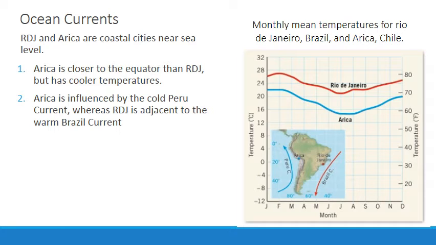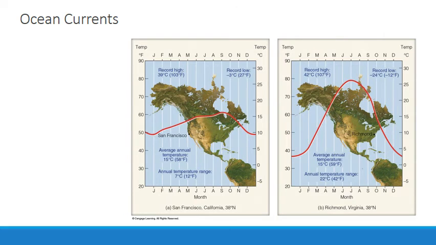The east and west coasts of South America are another example. This figure shows monthly mean temperatures for Rio, which is influenced by the warm Brazil current, and Arica, Chile, which is adjacent to the cold Peru current. Closer to home, because of the cold California current, summer temperatures in subtropical coastal Southern California are lower by 6 degrees than they are on the west coast.